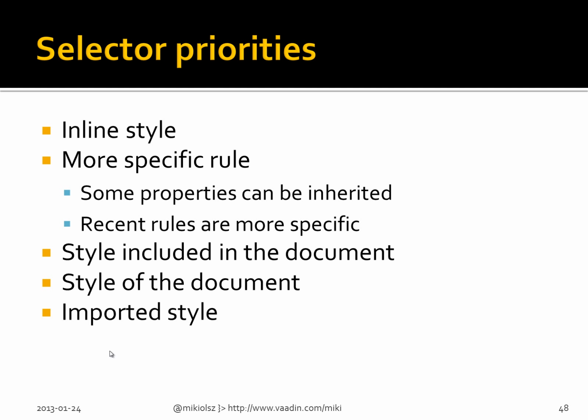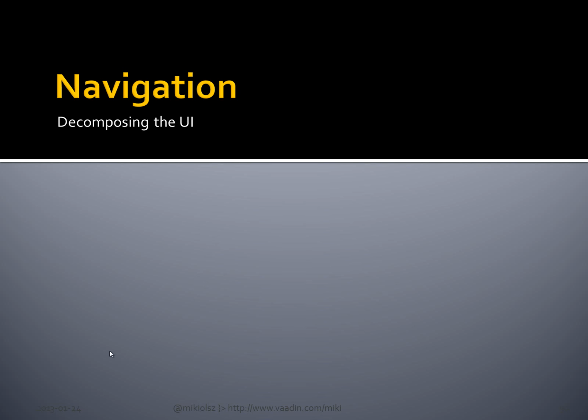As I said previously, there are selectors with which you specify rules. First we take the inline style, which is the style that the element contains. Then we take a more specific rule, which is the one that is more detailed. Some properties can be inherited. The recent rules are usually considered more specific. Then the next one is the style that is included in the document, so it's in the markup, in the HTML, then is the style that is imported by the document, and then there is any style imported by the style that we are currently using.